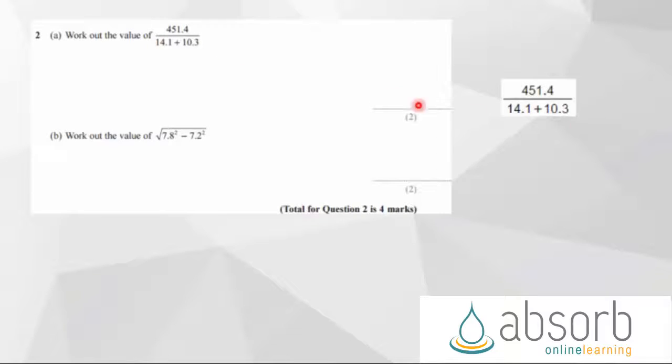So let's take this first problem, which is 451.4 divided by 14.1 plus 10.3. Now, the worst thing you can do is to try and do all of this on your calculator in one go, because almost certainly you'll make a calculator error. Watch how I do it, and this is the way you should do it in the exam as well.